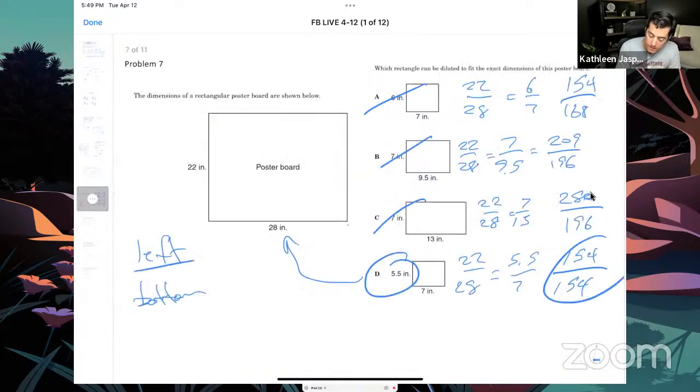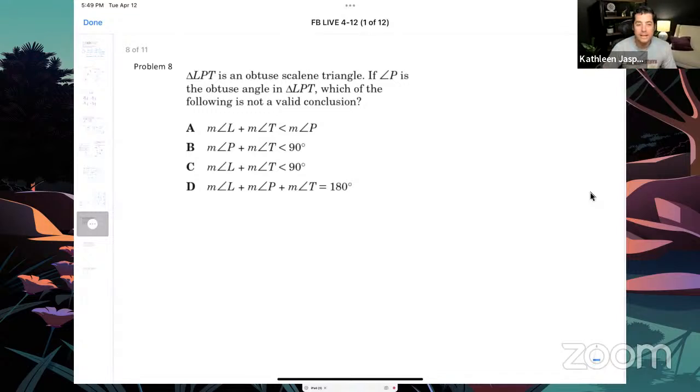Okay. So that was number 7. We did proportions, make sure they're all equal to each other. And that's the right one. Problem 8, I've got triangle LPT is an obtuse scaling triangle. If angle P is the obtuse angle in triangle LPT, which of the following is not a valid conclusion?